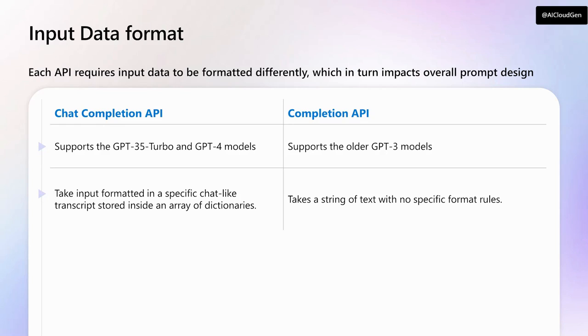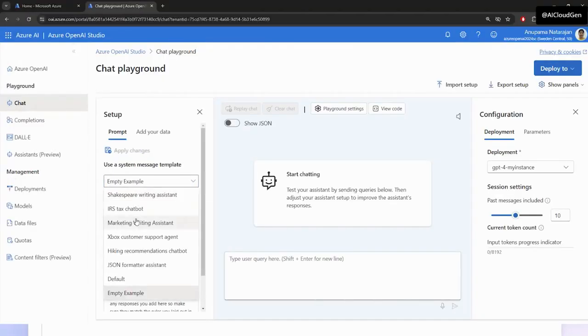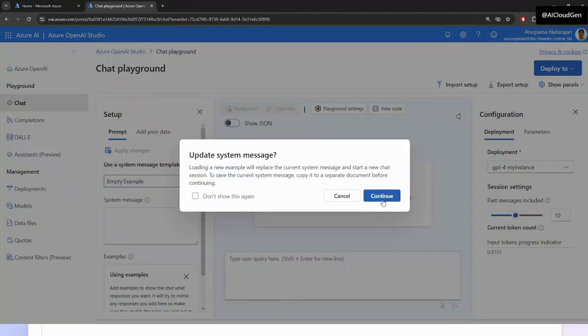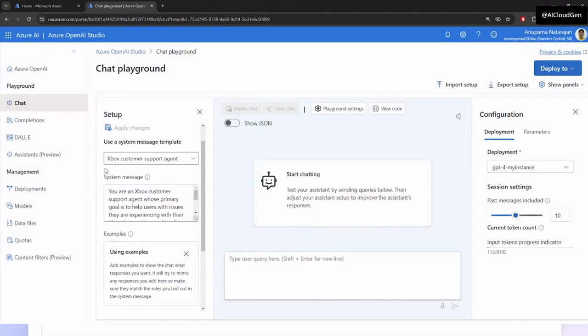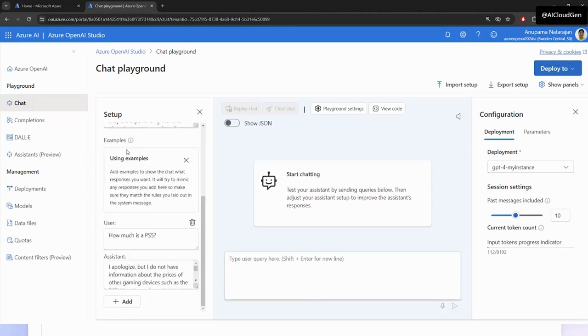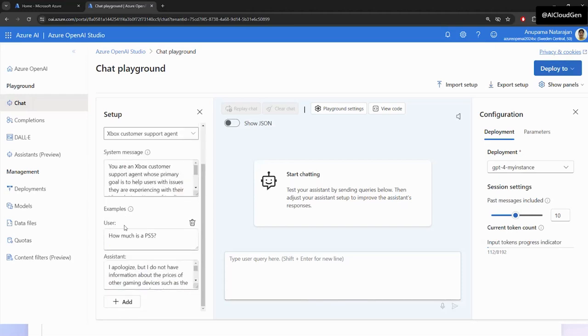If you take this chat playground, and take this Xbox customer support assistant example, as you can see, there is a system message. There are examples that we are applying, which have a user message and an assistant message. This is what a typical prompt structure looks like for a GPT-4 model. And that's what I'm talking about here. So when you use the GPT-4 model, this is exactly what the prompt structure is all about. And this is what we call an array of dictionaries, because I have a system message. Then within examples, each example will have a user as well as the assistant message.